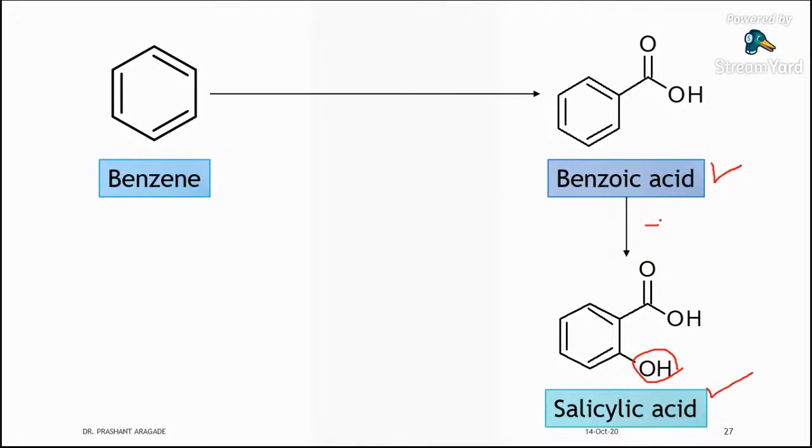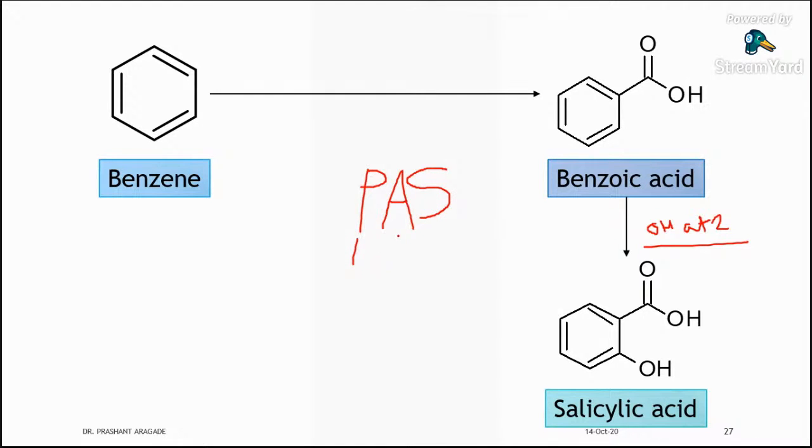What have we done? We have added a hydroxyl group at the 2 position. At that time it is called salicylic acid. And our drug name is what? PAS. Okay. PAS means what? Para-aminosalicylic acid. So this is salicylic acid.